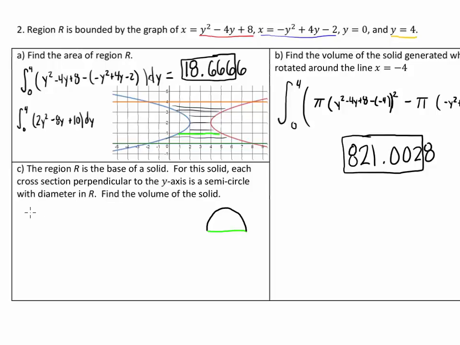So we're going to take the integral from 0 to 4. We need to find the area of our semicircle, and that's it. So this is with respect to y. So the question is, how do I find the area of a semicircle? Well, to find the area of a circle is pi r squared. So a semicircle will just be half of that. The question is, what is the radius? So the radius itself is going to be half of that green line, right?